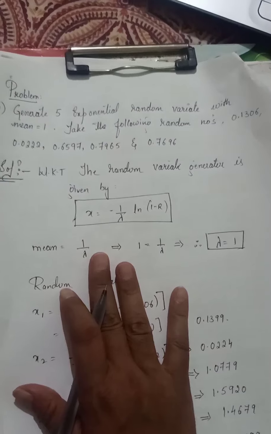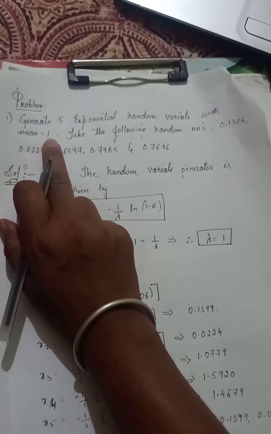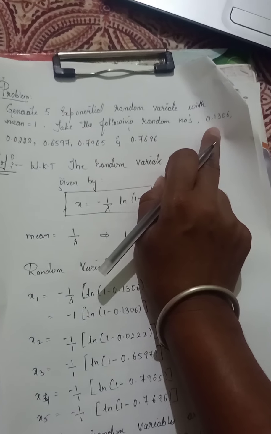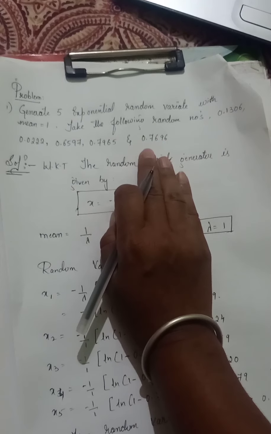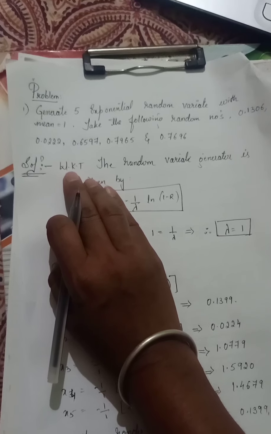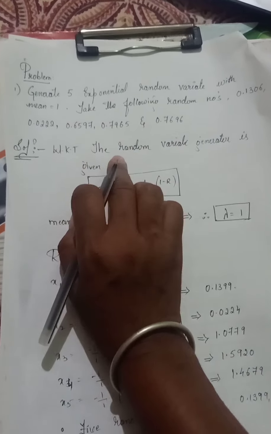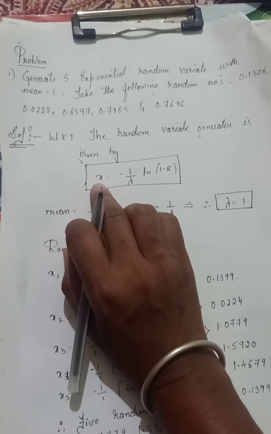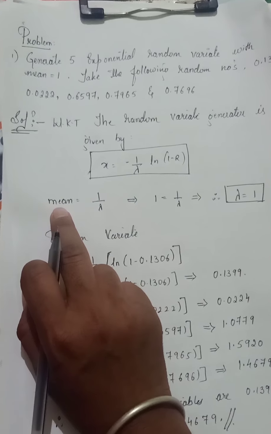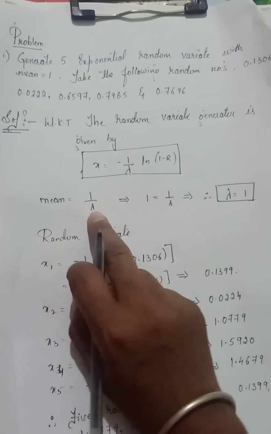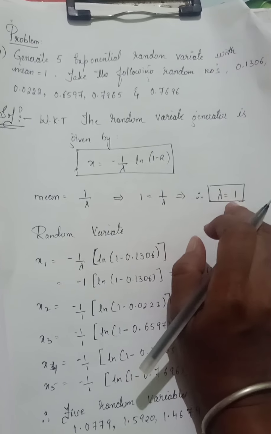I'll explain one more time. What they had given: generate 5 exponential random variates with mean equal to 1. Take the following random numbers. They had given the 5 random numbers, so I need to find 5 random variates. We already know the formula, and they have given the method, exponential. So the random variate generation is given by x is equal to minus 1 by lambda ln of 1 minus r, right? The mean in the exponential is 1 by lambda. The mean they had given is 1, so 1 by lambda equals 1. Therefore the lambda value is 1, right?